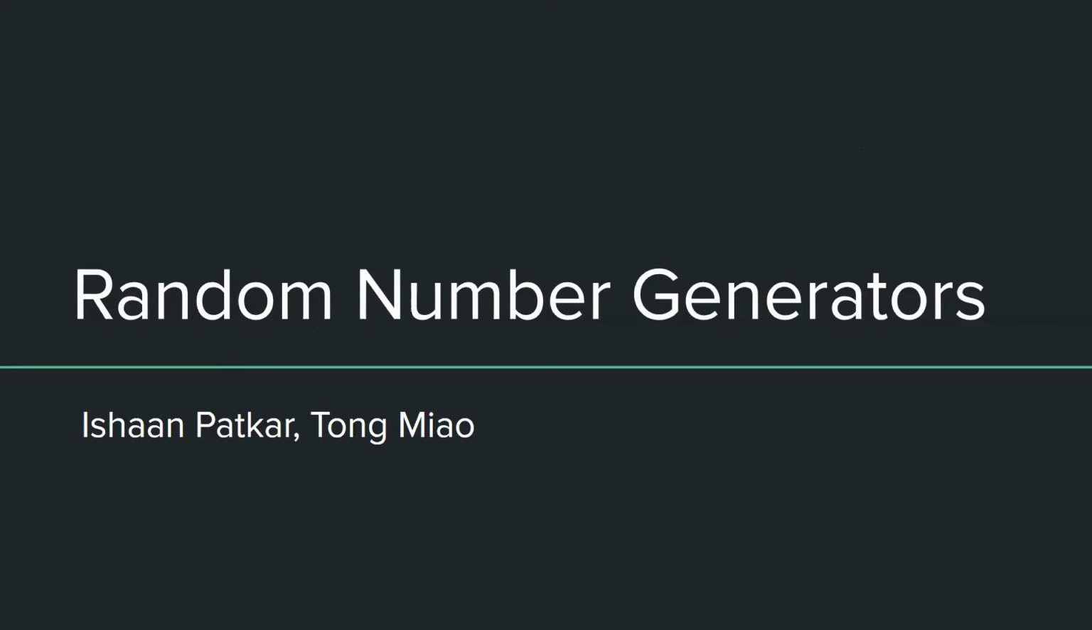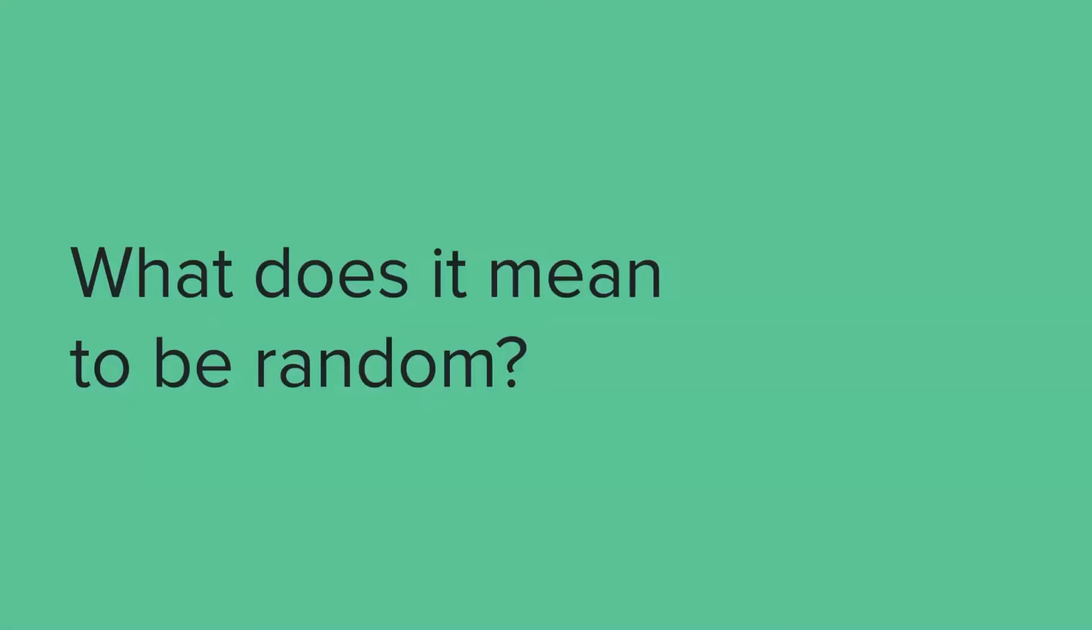I'm Ishaan, and today I'm going to talk about random numbers. Randomness is all around us, and we have this knack of spotting exactly what is random and what isn't random. But mathematically, it's hard to put into words exactly what is and what isn't random. So the first question we're going to be talking about today is, what does it mean to be random?